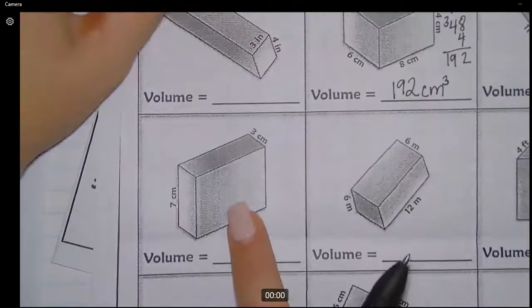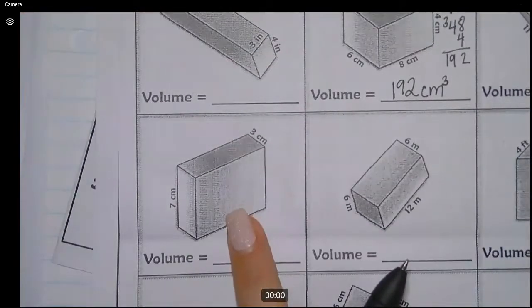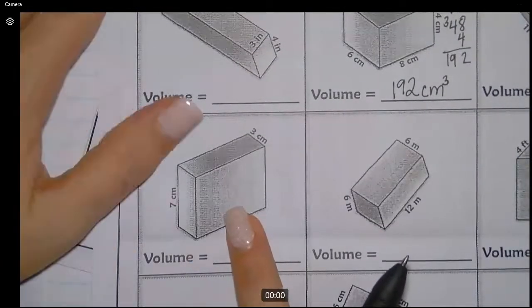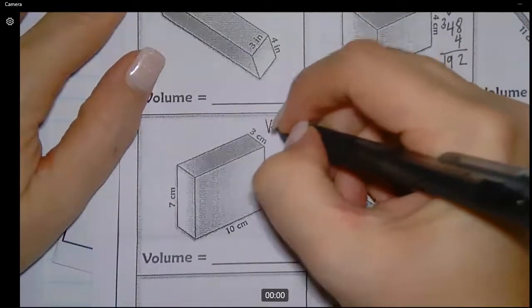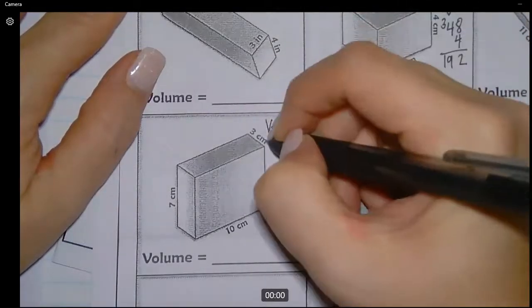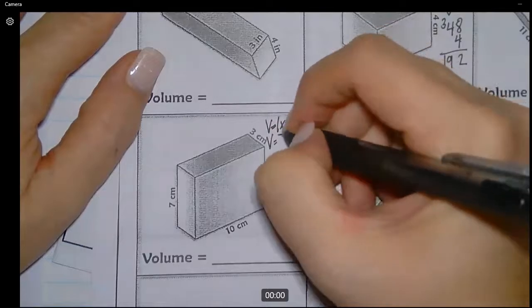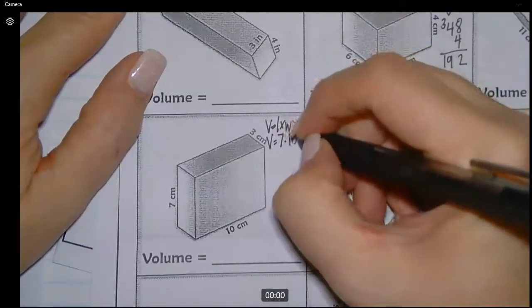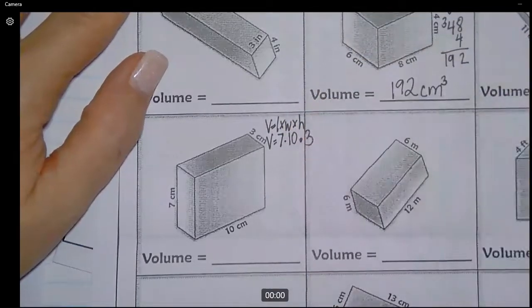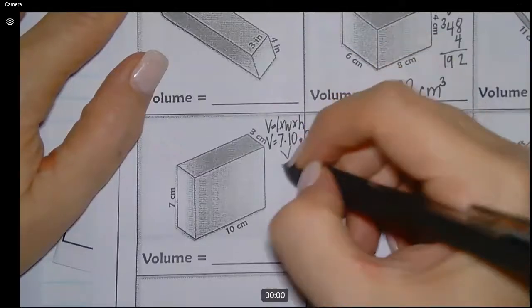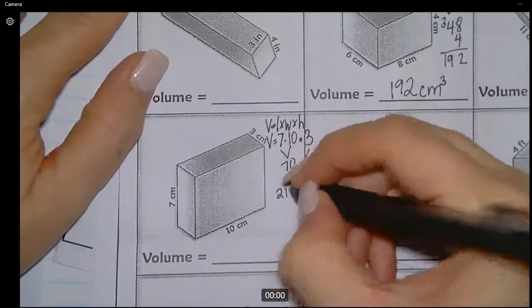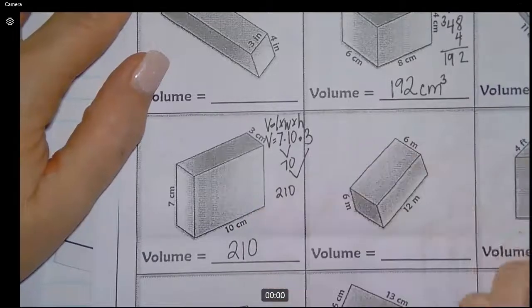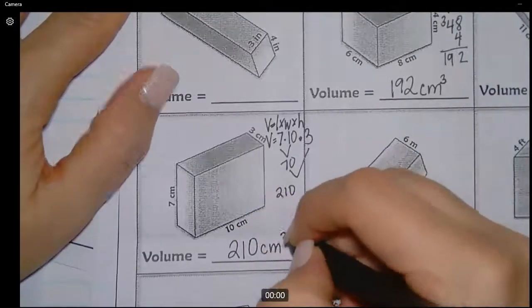Okay? Alright, I want you to look at this one right here. I want you to pause the video and work it out and then see if your answer matches mine. So hopefully you did length times width times height. Okay, 7 times 10 times 3. Again, if you did it in a different order, it shouldn't matter. So I would do 70. 70 times 3, that is 210. So your answer should be 210 centimeters cubed.